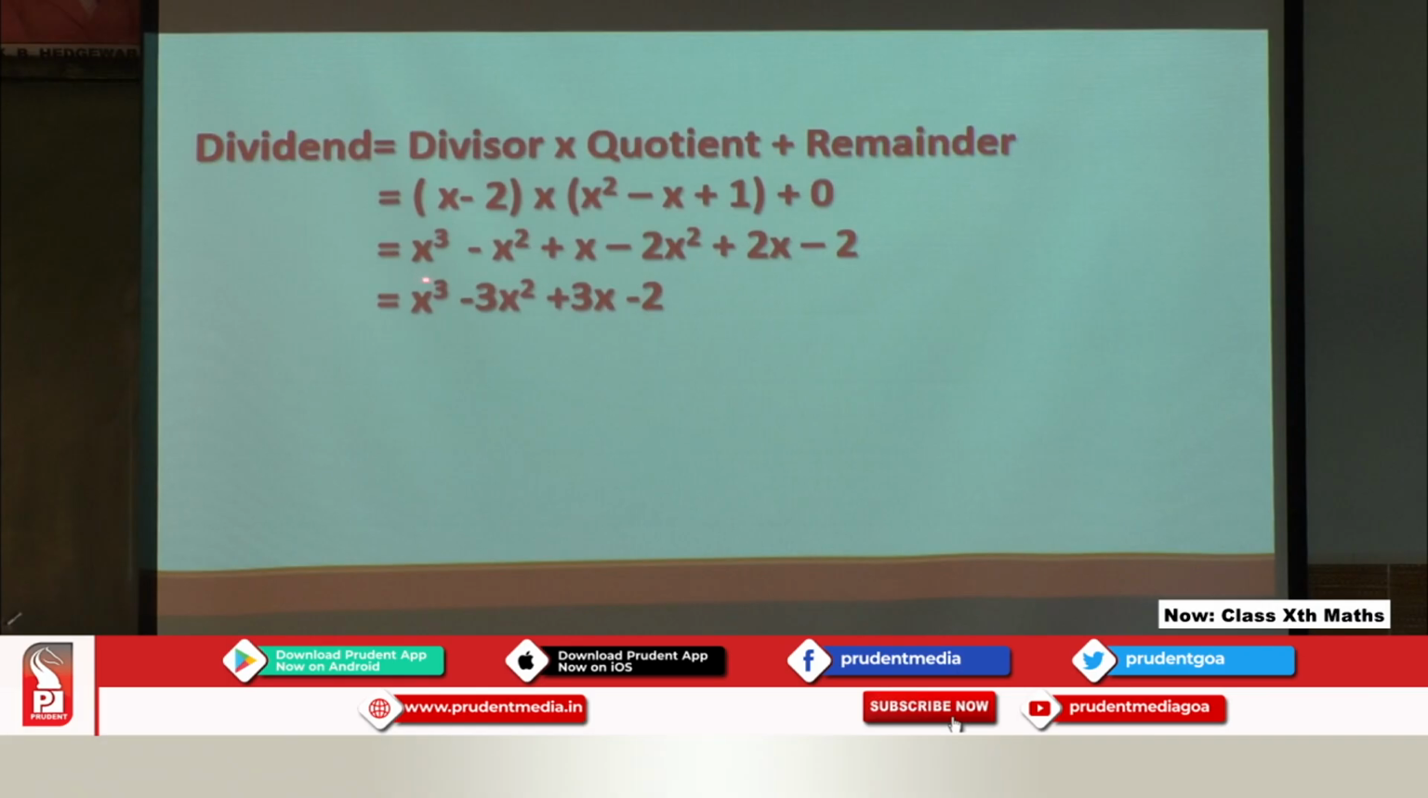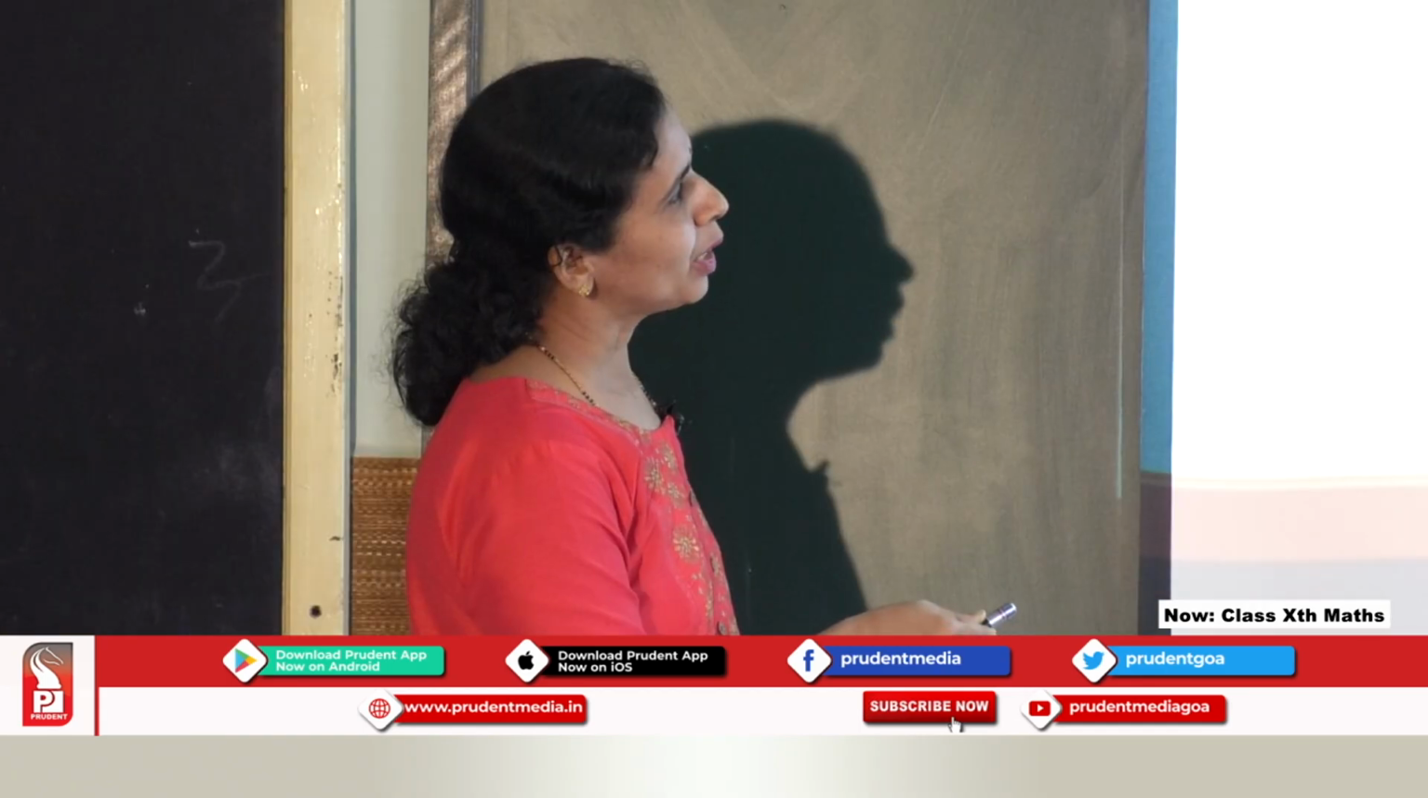Afterward, we should simplify this. Here x cube we write the same, but here you can see minus x square and minus 2x square. These two are like terms, so we can add them. 2 plus 1 is 3, so minus 3x square, the sign is negative. Again you can see plus x and plus 2x, these two are like terms, so we can add them: 2x plus 1x is equal to 3x. Now the last term, minus 2.